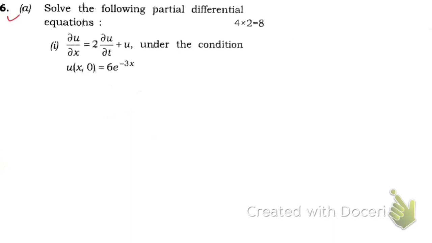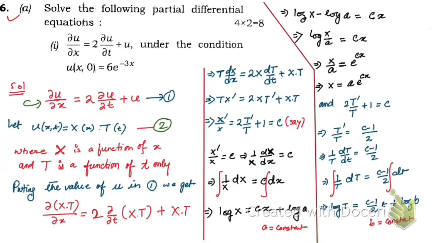Now let's solve question number 6. So here you can see this is the given equation. Let me take this one as equation number 1. And let us consider that u is a function of small x and t. Let me consider this as a product of two functions of x and t only, that is capital X, which is a function of small x only, and capital T, which is a function of small t only. So we have taken this. Let us take this as equation number 2. Now putting the value of u in equation number 1, if you put the value of u here, then you're going to get this equation.